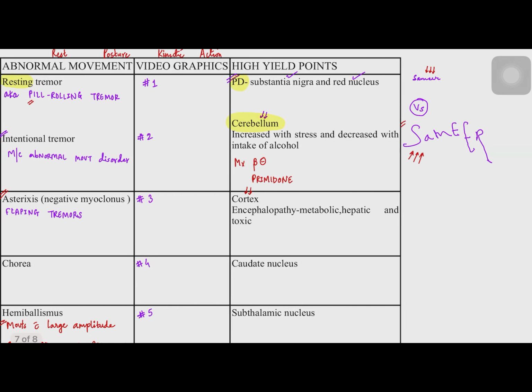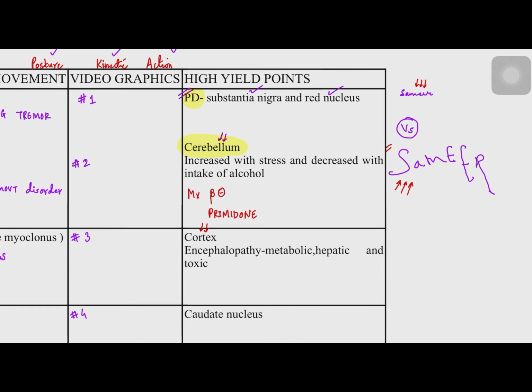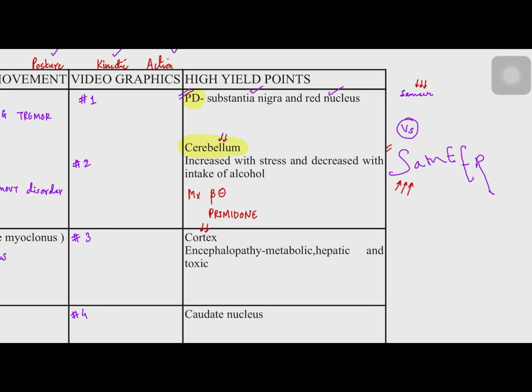Now clinically, if you want to differentiate between resting tremors and intentional tremors, you can ask the patient to write his name. Patients of Parkinson's disease, that is resting tremors, will write his name in small fonts, that is micrographia, whereas in intentional tremors the letters are going to be irregular and large, as you have seen here. Okay, micrographia.